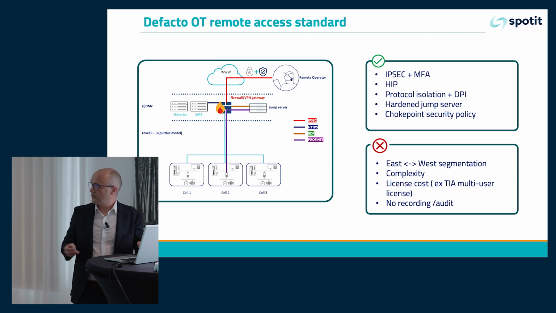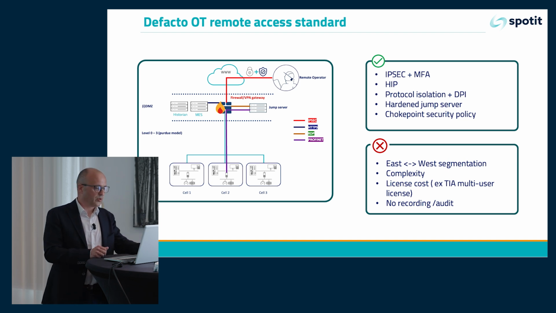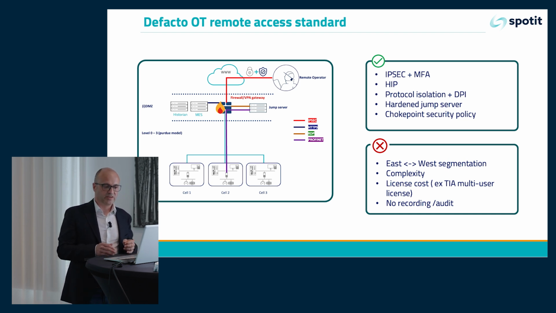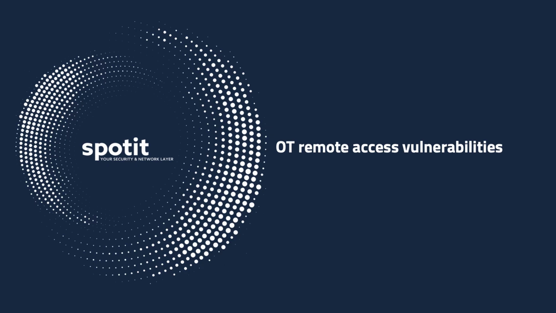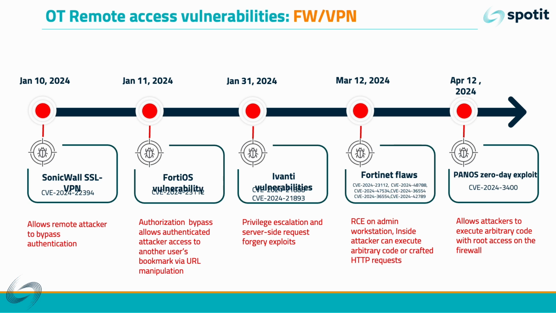For example, if you're using Siemens and you're using a TIA portal, okay, the TIA multi-user license, of course, does not come for free. And also this solution still does not offer real recording possibilities and is still difficult to audit. So let's have a look at the OT remote access vulnerabilities that companies are struggling with in 2024.